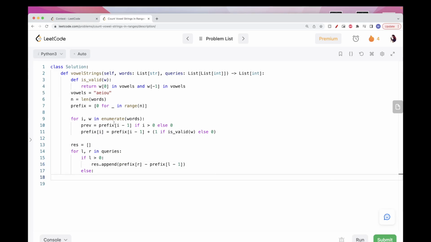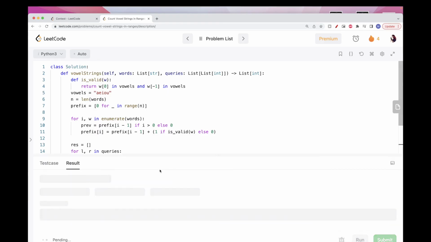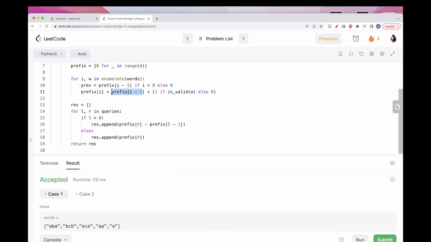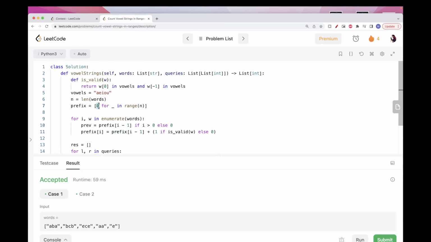But if it starts at 0, then we can just take the entire prefix R, because that's literally the definition of prefix of R. And so we can just say append prefix of R, right? And then we'll return res. You can, of course, get rid of all of these if and else conditions by having the prefix start with just a dummy 0 value to avoid these checks. Yeah, feel free to try that. Let's submit this.